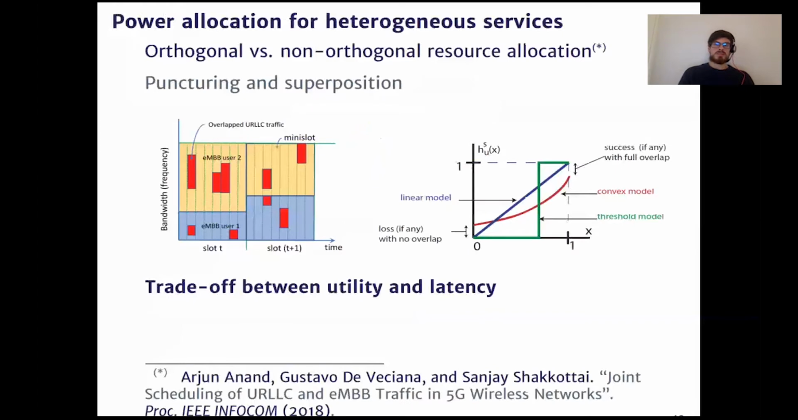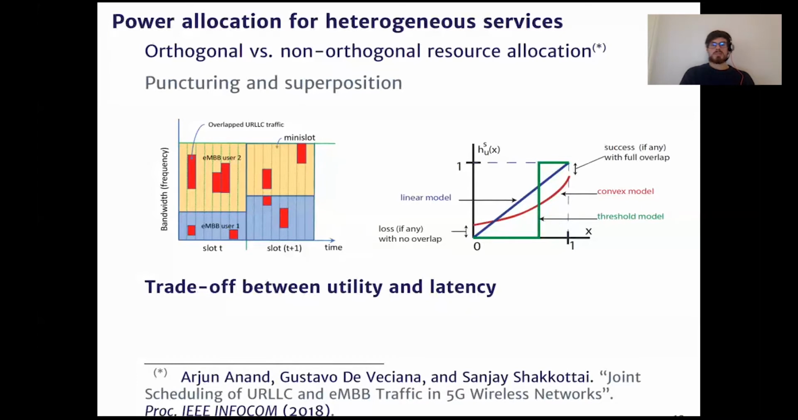So power allocation. Power allocation, as Chedomir already mentioned, has been investigated for heterogeneous services. This goes into the line of orthogonal or non-orthogonal resource allocation. And one example is given in this paper, which is quite illustrative. So basically you have your 5G system or any system that has some bandwidth, has some time slots, and broadband users will be transmitting, will be receiving packets in those time slots most of the time, for example.